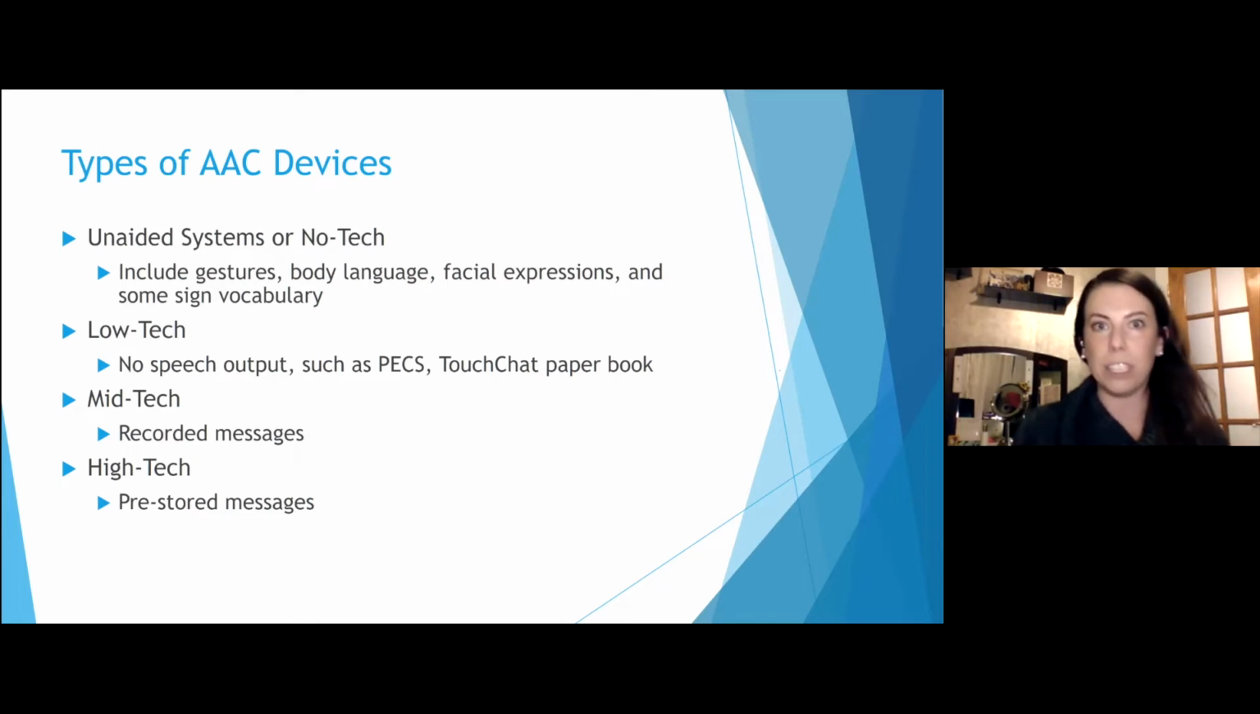They might provide you with a verbal model so that then you can imitate. And then the last one is unaided systems or no tech. This includes any gestures, body language, facial expressions, as well as sign.